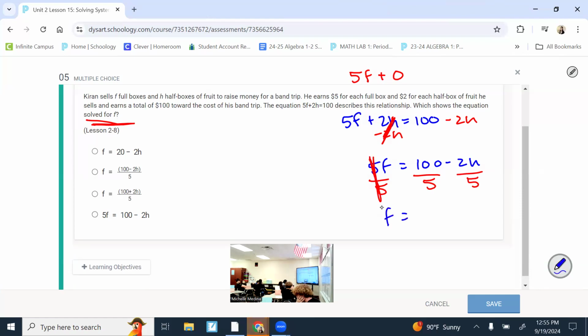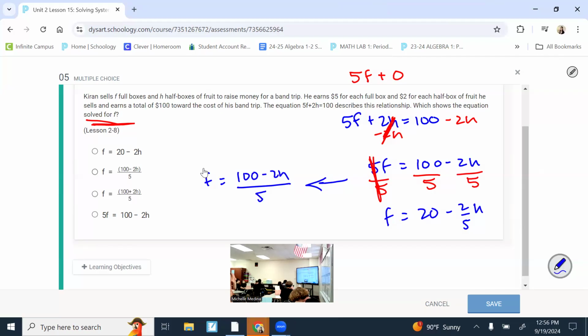I get F equals, what's 100 divided by 5? And it's not matching what's over here, but what is 100 divided by 5? 20. And then this can be a fraction, but it's not matching what I have over here. So I'm going to kind of backtrack a bit. Instead of writing it like this, where it's under each term, I'm going to write it where it's under the entire right side, which is equivalent. Like that does mean the same thing.